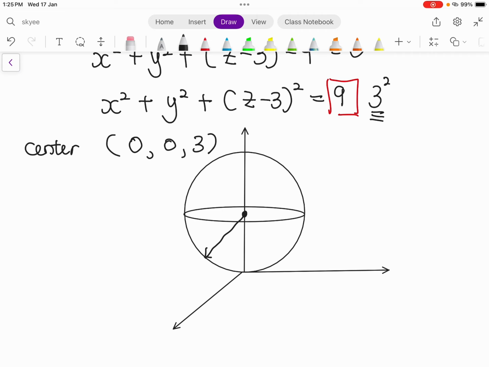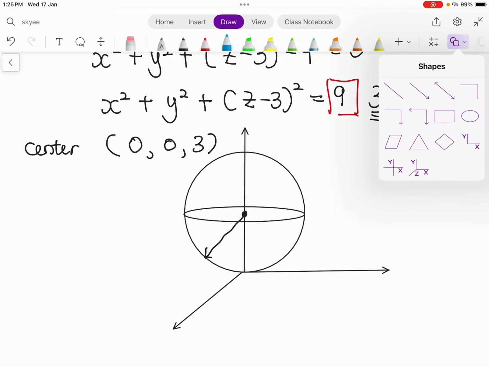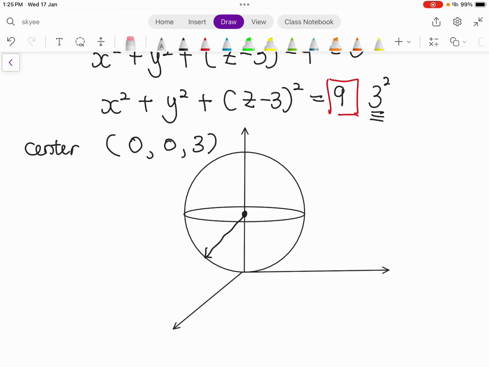Next, we have to draw the cone. This is just a common cone, and we have drawn it so many times. So we draw the cone, and we have overlapped these two 3D graphs together.